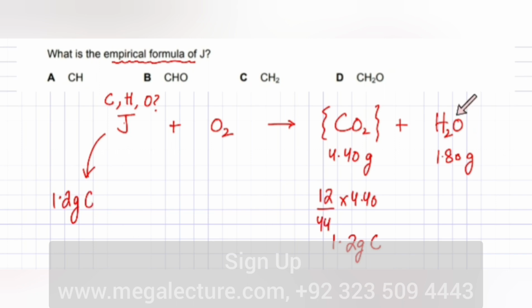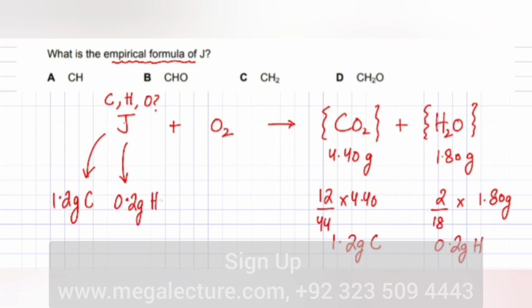In a similar way, I can figure out the mass of hydrogen present in water. Water has an Mr of 18: hydrogen is 1, plus 1, and oxygen is 16, so 1 plus 1 plus 16 is 18. Out of that 18, you've got two hydrogens. So 2 out of 18, and I'm going to multiply it by 1.80 grams, the mass of water. If I do my calculations, the answer I'm getting is 0.2 grams of hydrogen. My assumption is that all the hydrogen is coming from J. It's not an assumption, it's a fact, because oxygen doesn't have any hydrogen. So all the hydrogen in the products is coming from J, which is 0.2 grams of H.